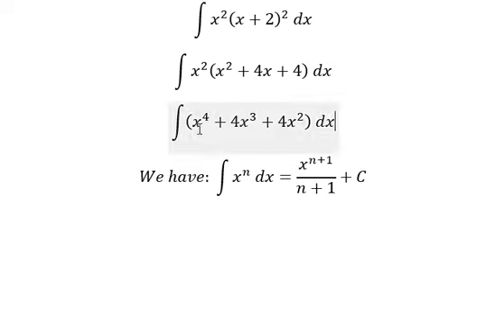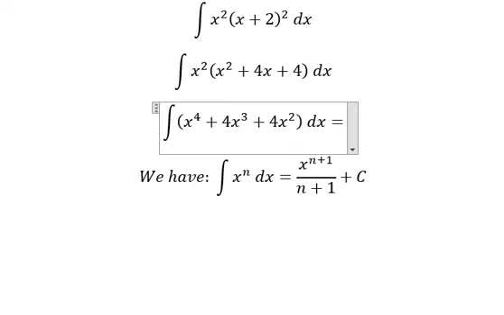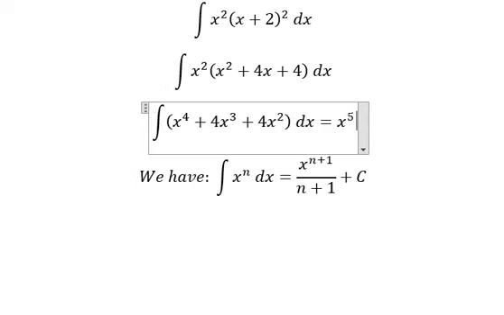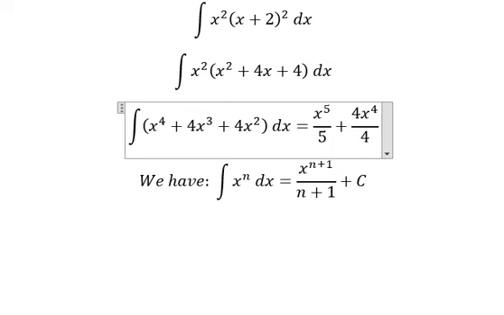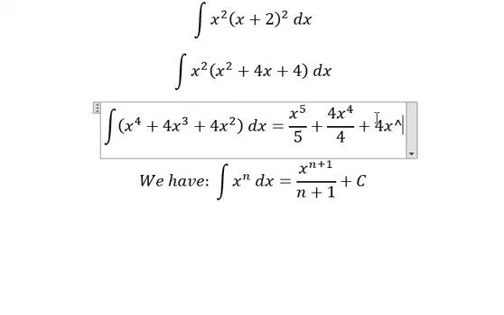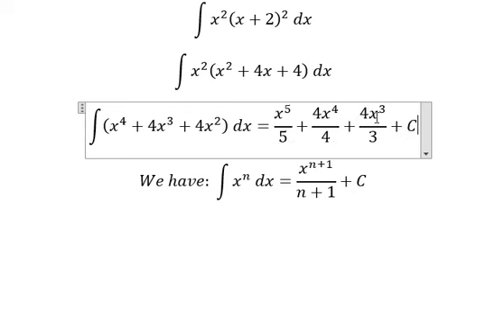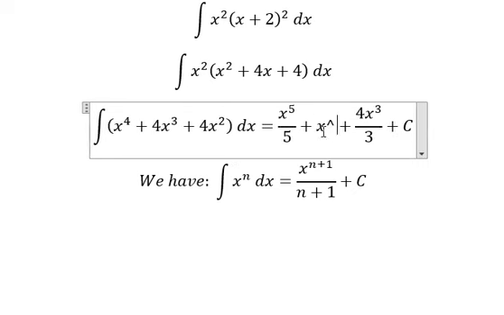So we put number 4 here, so we have 4 plus 1, we have number 5. And now that is about x to the power of 5 over 5. The next one, that's about number 4 over 4, number 3. And we can say that 4 divided by 4, we simplify it, and we have like this.